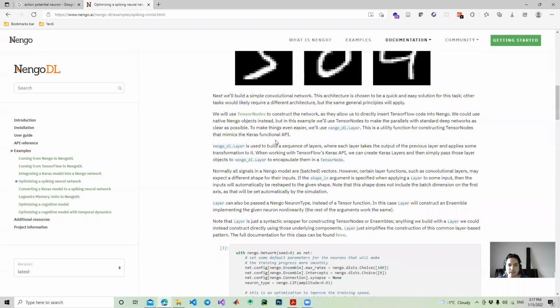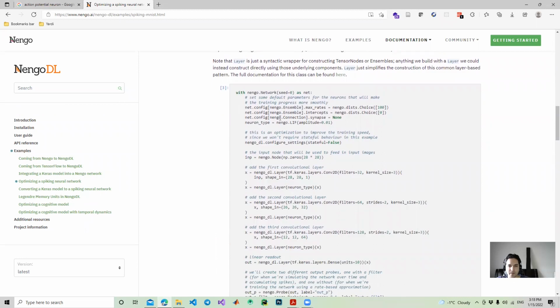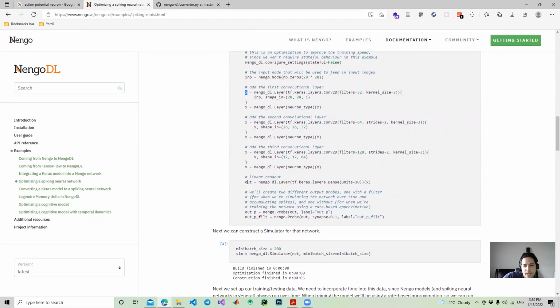So we get the data, and now we build the convolutional neural network. We create a network using Keras. You can see in this line we are creating a Keras convolutional layer, but we wrap it inside the Nengo layer. That means for each layer, we are converting it to a spiking neural network layer. The output is here, but we can put a probe. It is also mentioned here that a probe can be put on some part of the neuron to see the output or to see the accumulated spikes.